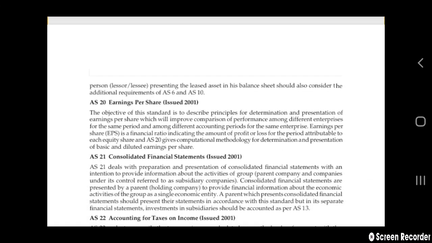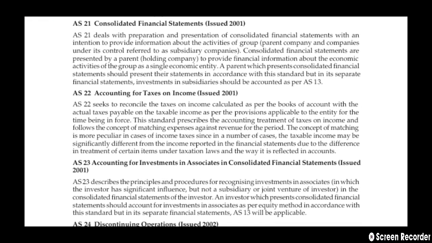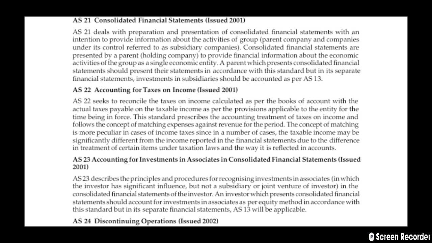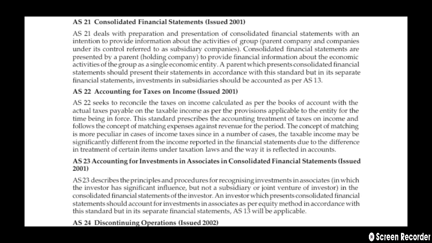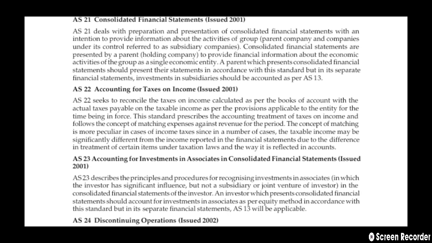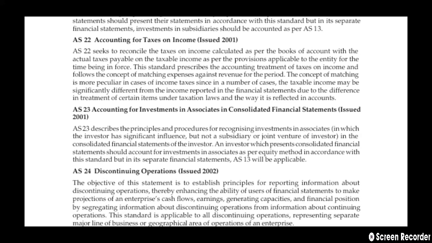Next is the consolidated financial statement, issued in 2001. AS 21 deals with the preparation and presentation of consolidated financial statements, with the intention of providing information about the activities of the group. Consolidated financial statements are presented by the parent or holding company to provide financial information about the activities of the group. A parent which presents consolidated financial statements should present them in accordance with the standard, separate from its own separate financial statements. Investment in subsidiaries should be accounted for as per AS 13.